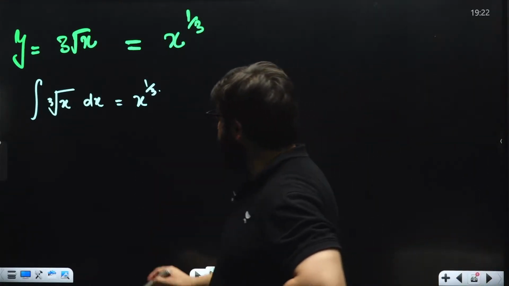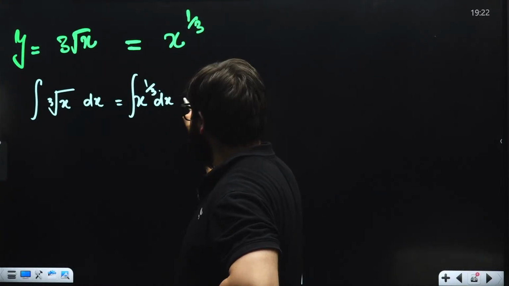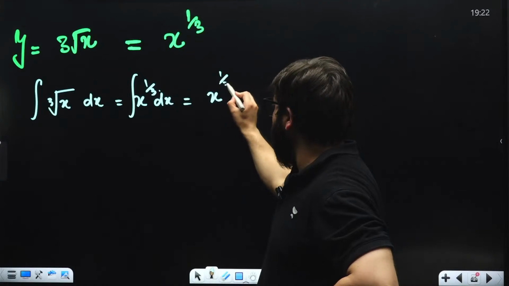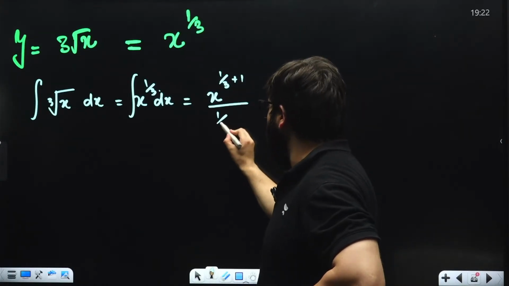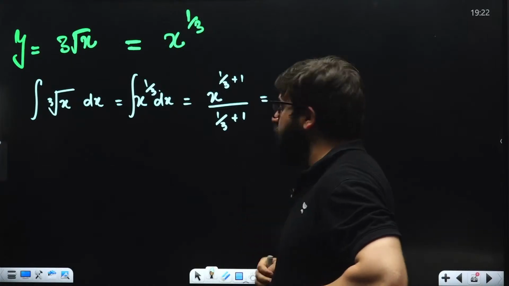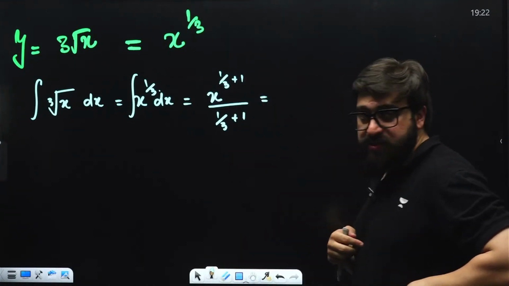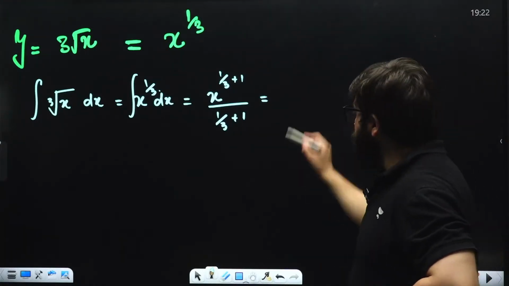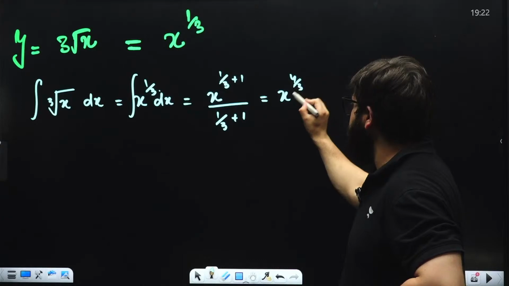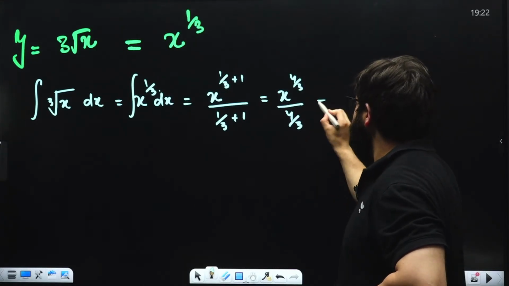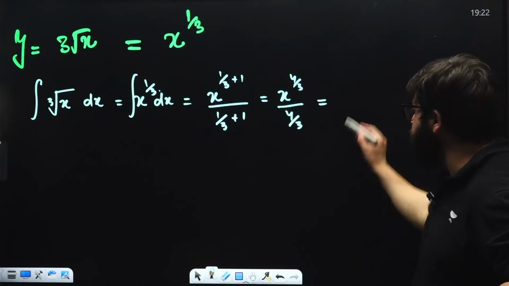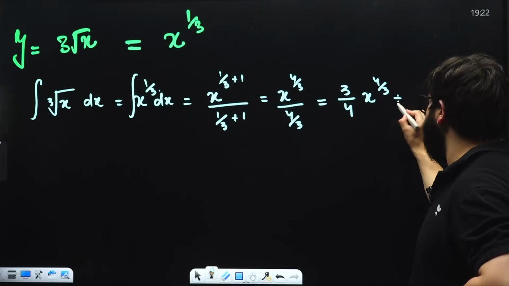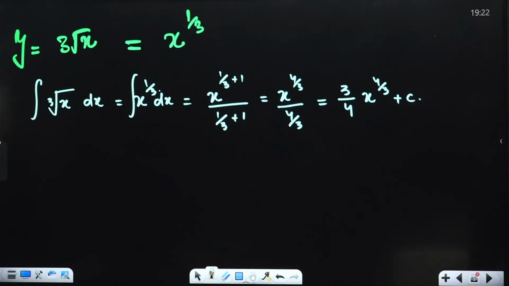Now, how do we integrate this, the integration of x raised to 1 by 3 dx? It will be simply x raised to the power 1 by 3 plus 1, upon 1 by 3 plus 1. 3 into 1 is 3, 3 plus 1 is 4, so it will be x raised to the power 4 by 3 upon 4 by 3. Now do the reciprocal, it becomes 3 by 4 x raised to the power 4 by 3 plus c.